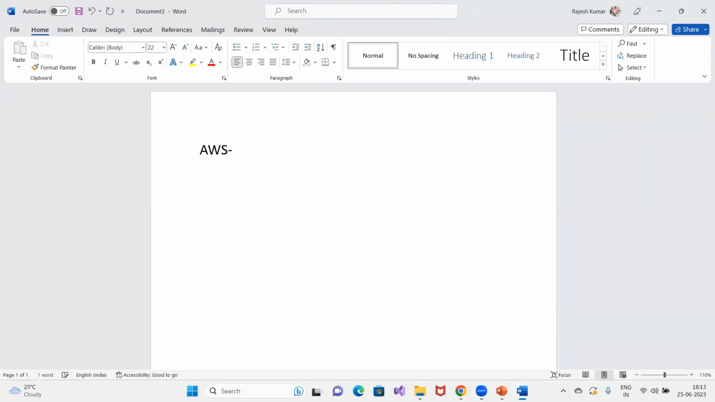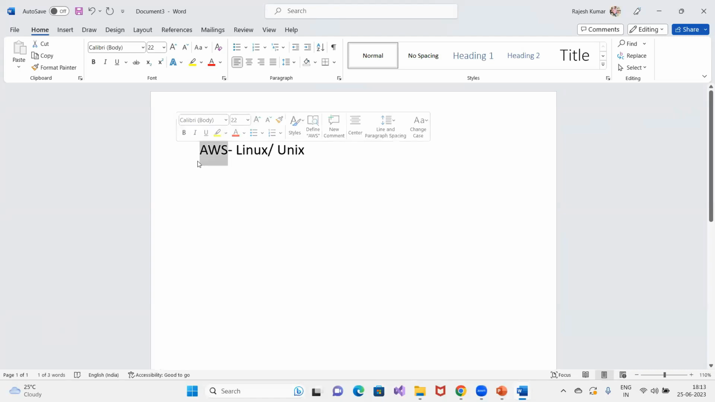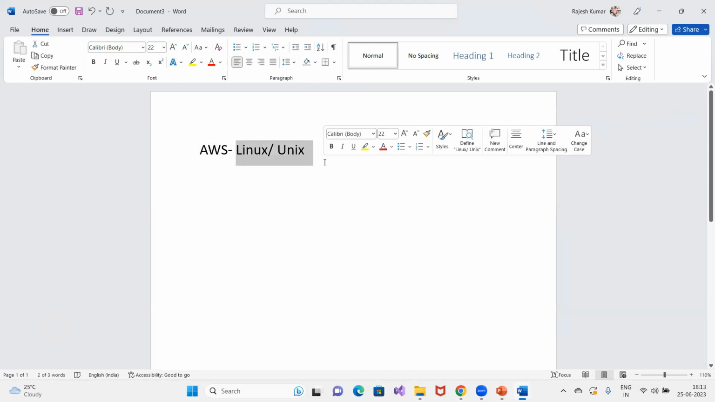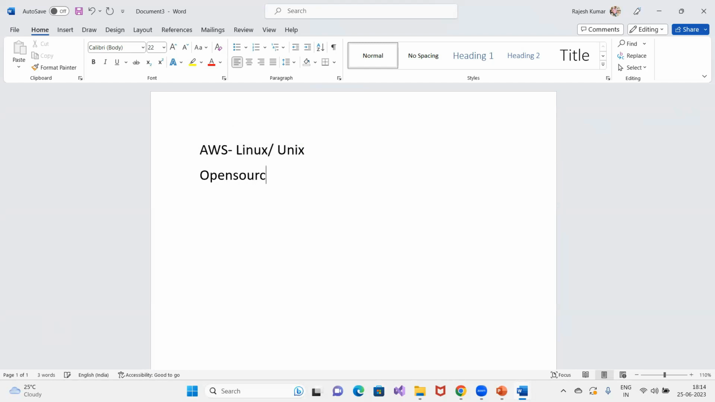If you talk about AWS, AWS is mostly centric on the Linux and Unix platform, because it was designed for small business owners. Initially, it was designed for small business owners, and Linux is free. So small business owners used to use Linux and Unix. Nowadays, it is used by big companies as well, but initially it was designed for the Linux and Unix platform. And AWS is completely open source centric. It supports open source applications which run on the Linux and Unix platform.